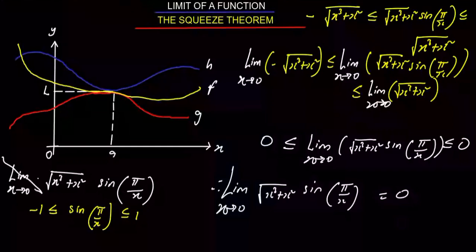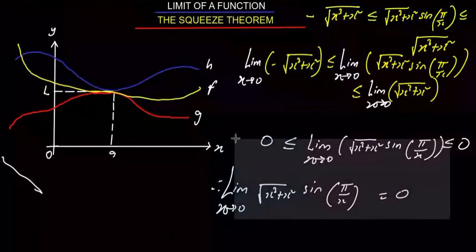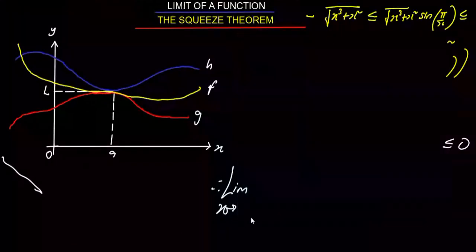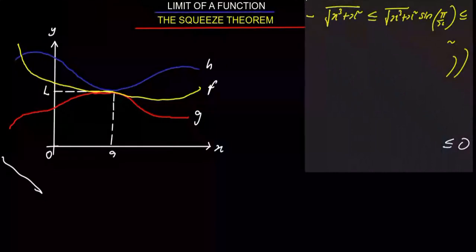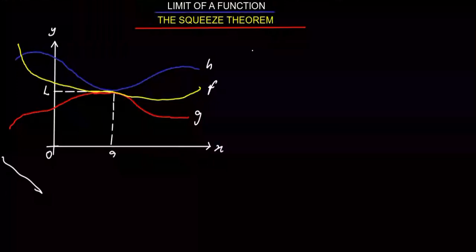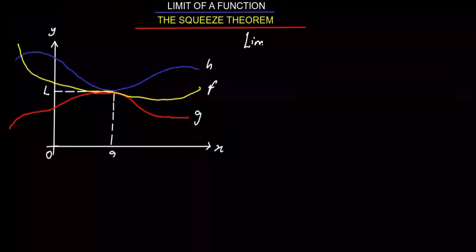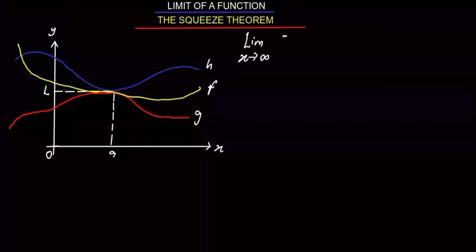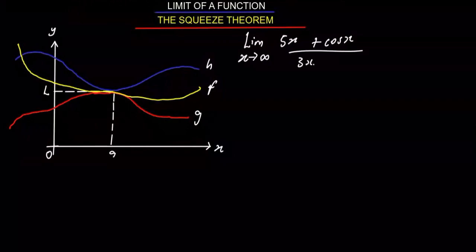Let's look at one more problem. Okay, if I'm to evaluate this limit as x tends to infinity of 5x plus cos x all over 3x minus 2.